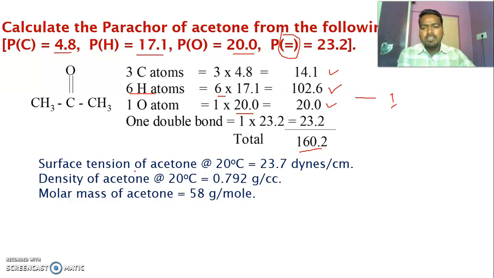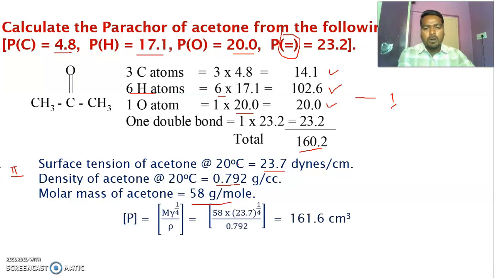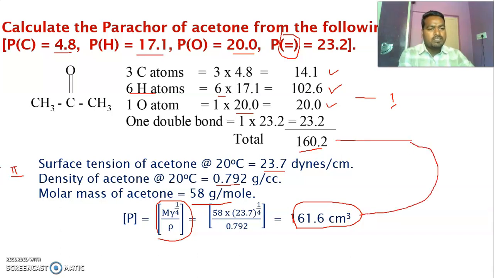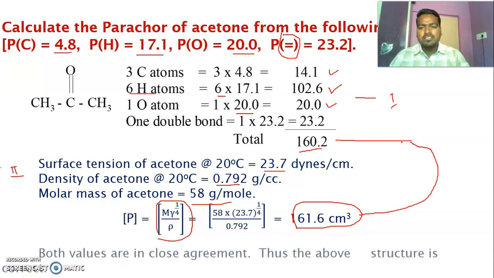So this is one method of calculation of the Parachor. Then the experimental method is the second method. Now let us go for the second method. The surface tension of acetone is 23.7, its density is 0.792 grams per cm cube, and its molar mass is 58. If you apply all this data in the Parachor equation and simplify, you will get 161.6 centimeter cube. So here it is 160.2 and here it is 161.6. Both the values agree with each other. So this confirms the structure of acetone.